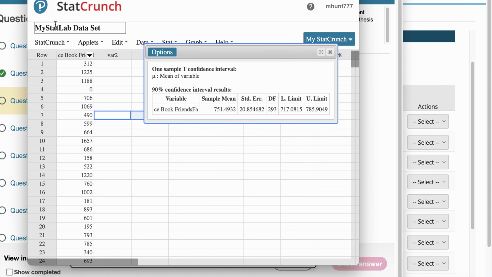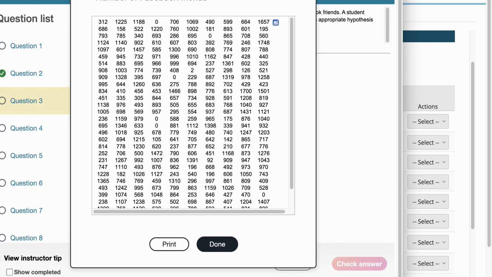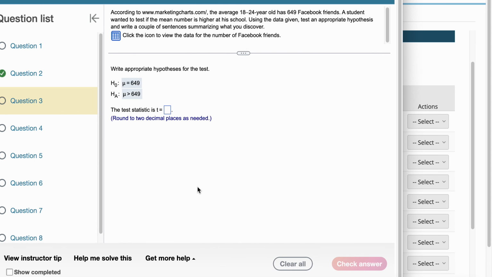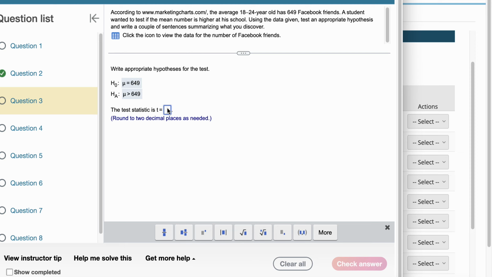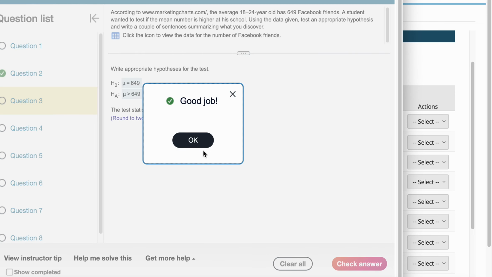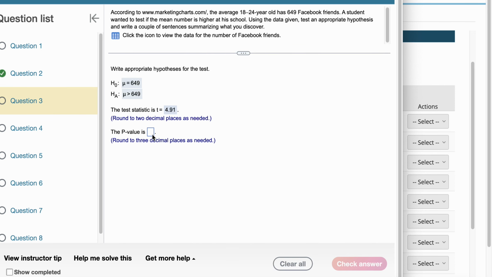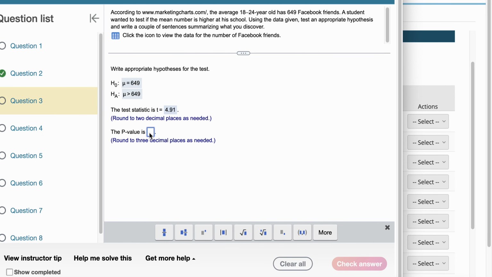So let me see. We're going to get out of StatCrunch, and we're going to be done. And we're going to go back to the problem. And what was our T-stat? It was 4.91. And we're going to check our answer. Cool. And the p-value to 3 decimal points, 0.0001.